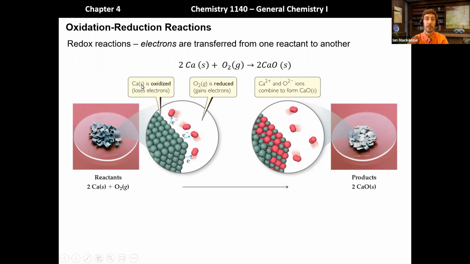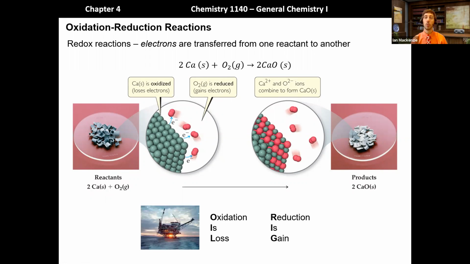So in this process, calcium, since it started out neutral but ends up positively charged, loses electrons. And the loss of electrons is referred to as oxidation. Oxygen, on the other hand, goes from neutral to being negatively charged, and so it has gained electrons. And gain of electrons is referred to as reduction. There's a useful memory device here for remembering oxidation and reduction. That's something known as OIL RIG, where oxidation is loss and reduction is gain. There are other memory devices for remembering oxidation and reduction, but this one is a very common one.